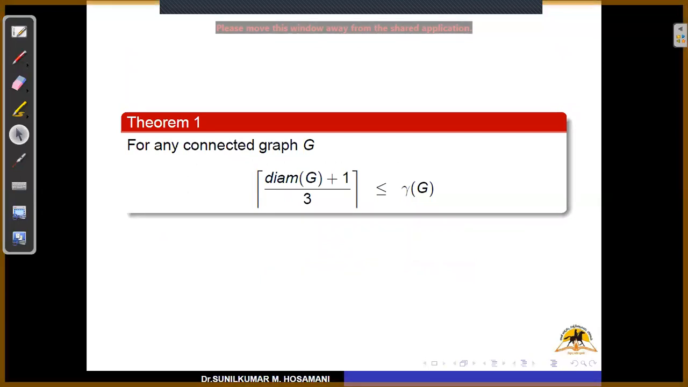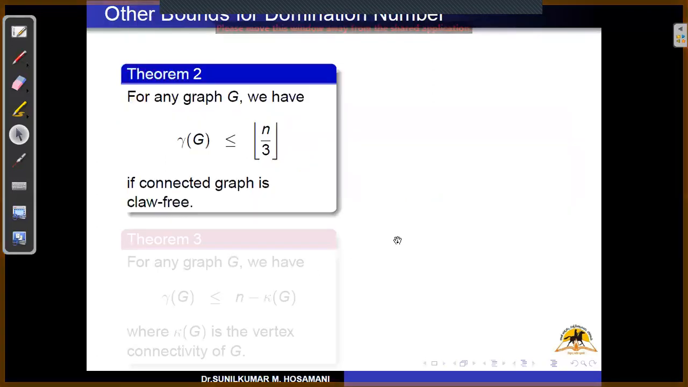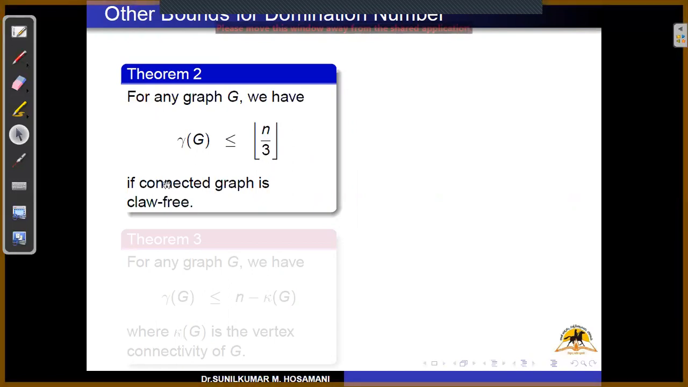Okay, so this is the bound which I have proved in my last lecture. That is, this is a lower bound for domination number in terms of diameter of a given graph G. So this bound says that for any connected graph G, ceiling function of (diameter of G plus 1) upon 3 is less than or equal to domination number. And next one, theorem 2 says for any graph G, domination number is less than or equal to floor function n by 3. And this bound holds good if G must be a connected graph and which is claw free.